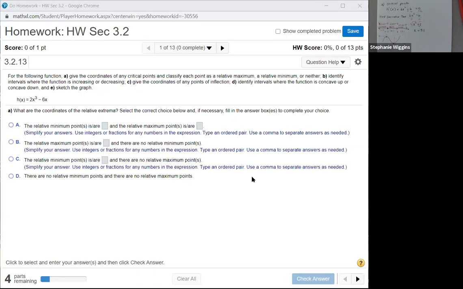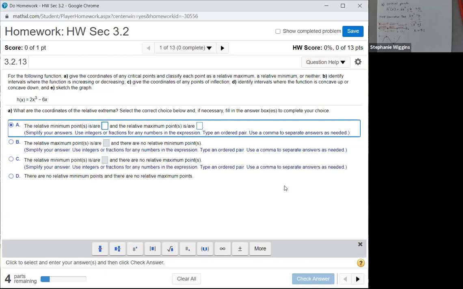Okay, so it says there's a relative minimum at 1, -4, and a relative maximum at 1, 4. I think it's -1, -4. That's what I meant to say. There we go.